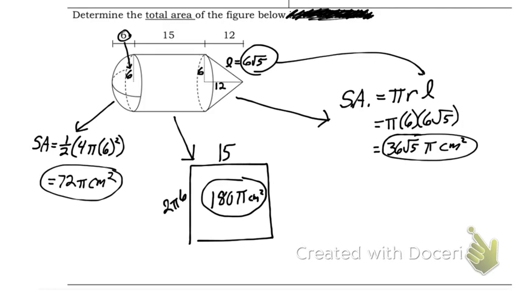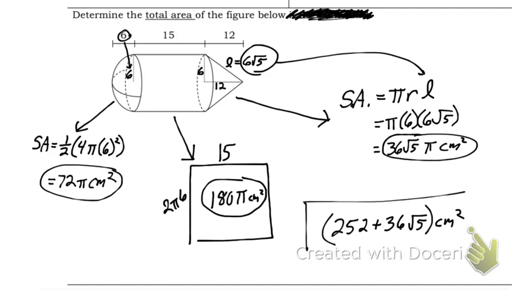Once again, because that circle is encompassed in here, I don't have to calculate the circle. So I calculate all my surface areas. So it's just adding up the 3 things that I've circled. So that's going to be 252 plus 36 square root of 5 centimeters squared. And that is my final answer.